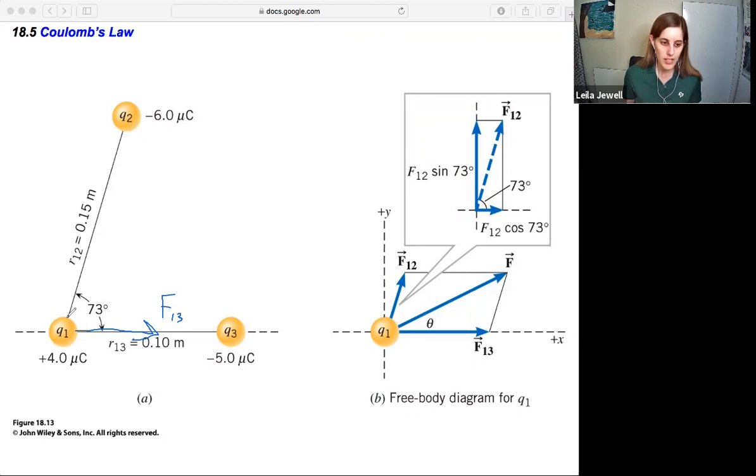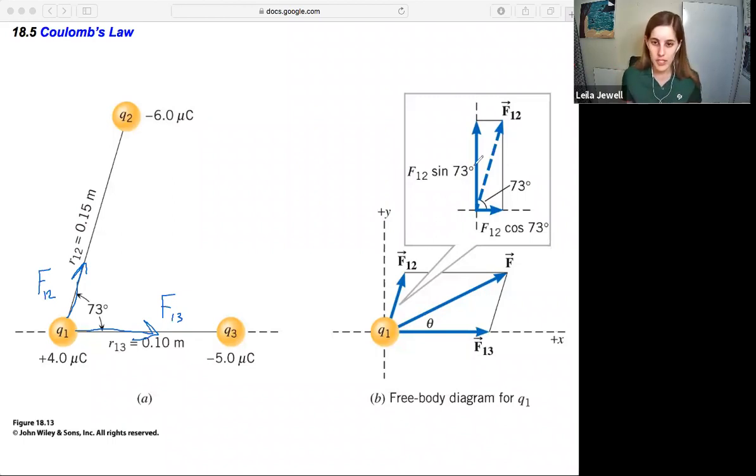Now, if I want to draw it for charge 2, it's going to be, again, just along the line connecting them, F12, but notice this is now not purely in the x direction or the y direction. It's a combination of the two. What do we do when you have a vector that points in two different directions, or a combination of directions? Well, that's where we go back to our triangles and breaking the vector down into x and y components.